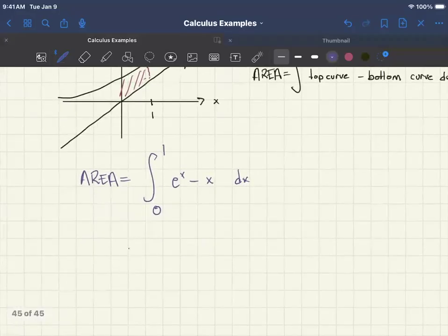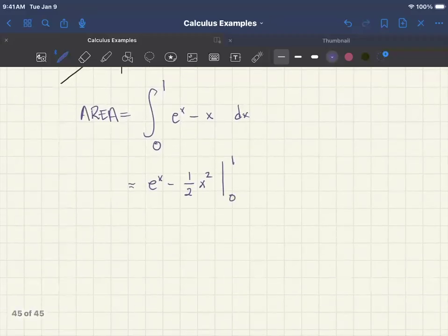To integrate this, the antiderivative of e to the x is e to the x. For the antiderivative of x, we add 1 to our exponent, divide out by our new exponent, and we are evaluating this from 0 to 1. So let's start out by punching 1 in everywhere we see an x.